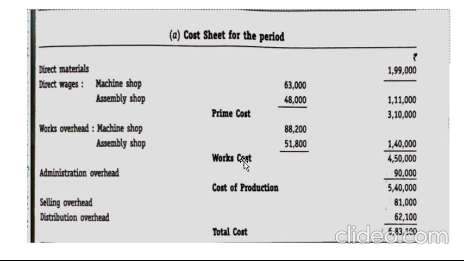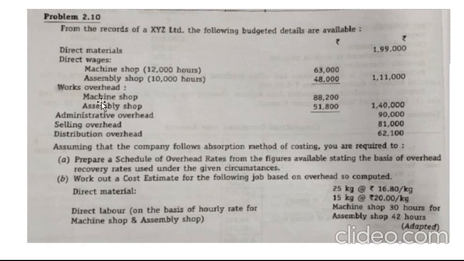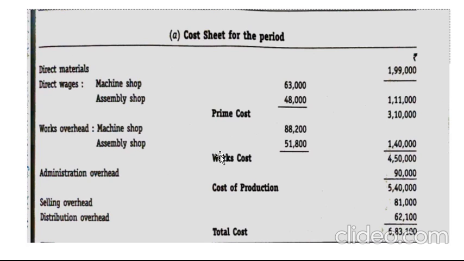After your works cost is your office and administration overhead. So in this problem, they've given your office and administration overhead. Your administration overhead is given, which is 90,000, which you will be considering. So works cost plus administration overhead 90,000 will give you your cost of production, which is 5,40,000.